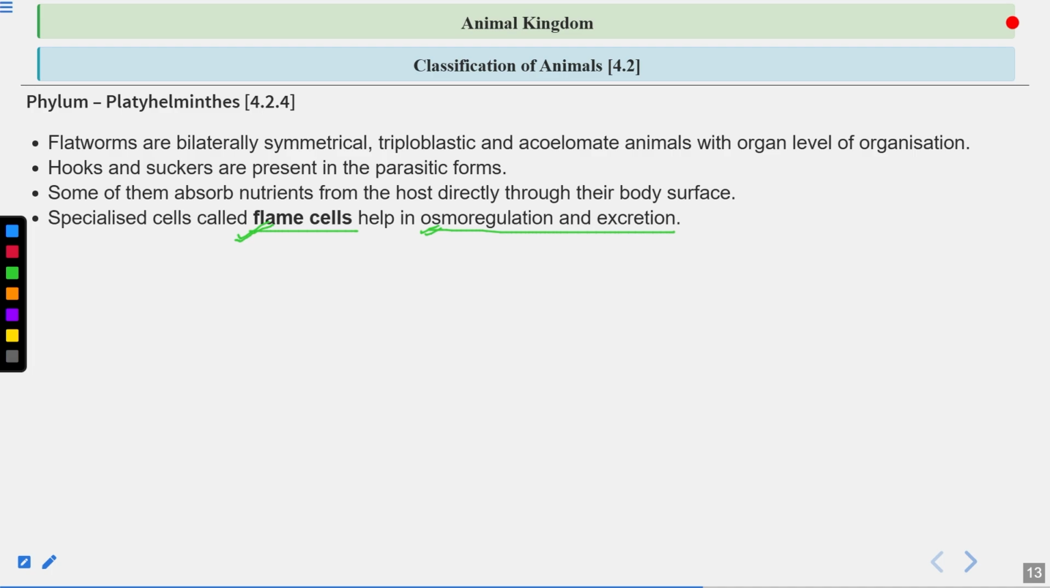In Platyhelminthes, osmoregulation means balance of water and electrolytes in the body. Right? So that is osmoregulation. And excretion means to remove out the waste material from the body. So both these things, maintaining the water and electrolyte balance and removal of the waste material, excretion, are done with the help of flame cells.